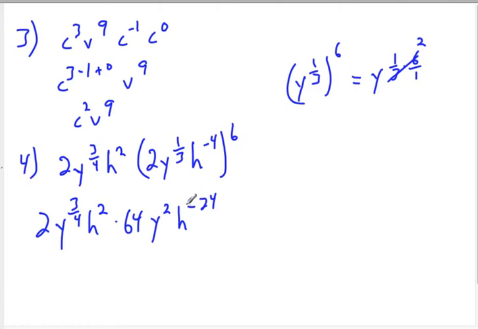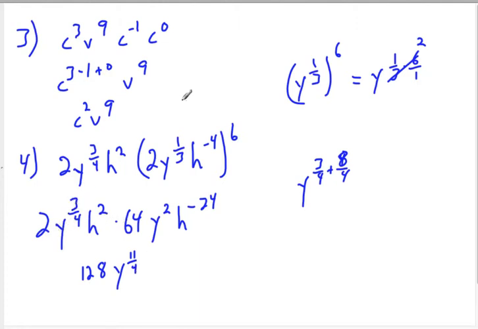Put all that together. And let's see, we're simplifying, so it doesn't say anything about radical form. So we're going to end up with 2 times 64, which is 128. Then we have y to the 3/4 times y squared, and so that's going to be 3/4 plus 2. So let's make it 8 over 4, right? So that's going to be 11/4. So y to the 11/4.